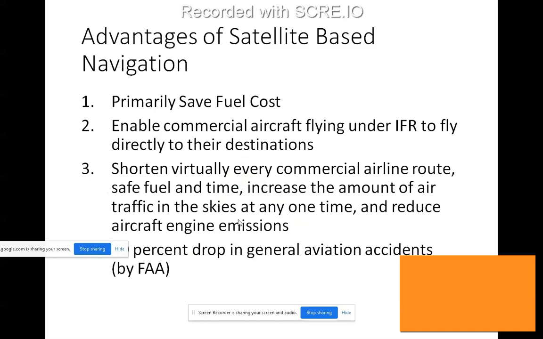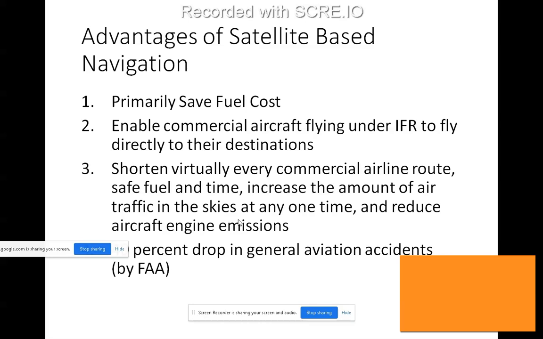So what are the advantages of satellite based navigation? Primarily, it will save fuel cost, and then enable commercial aircraft flying under IFR. What is IFR? This is the rule, instrument flight rule, I think so. Under the IFR rules, the commercial aircraft will be flying directly to their destination.